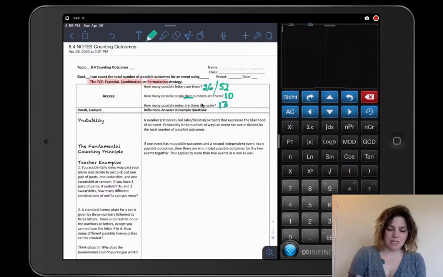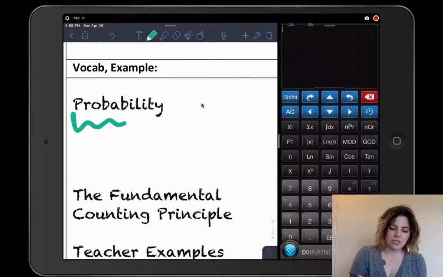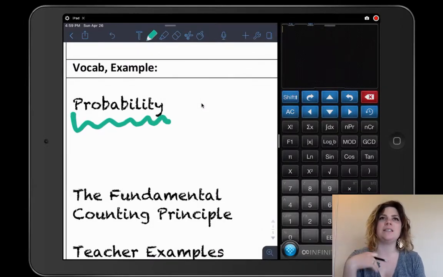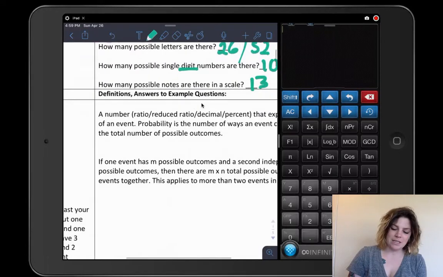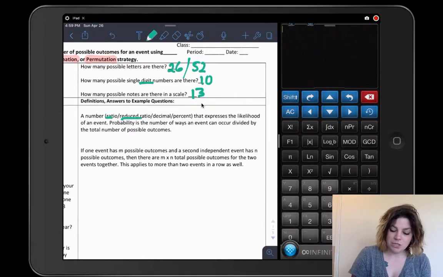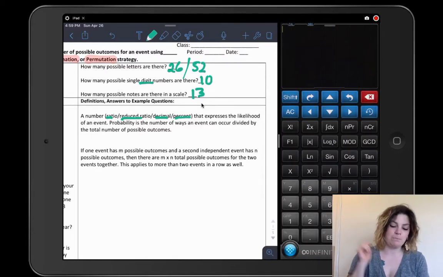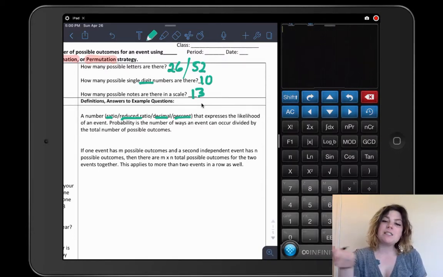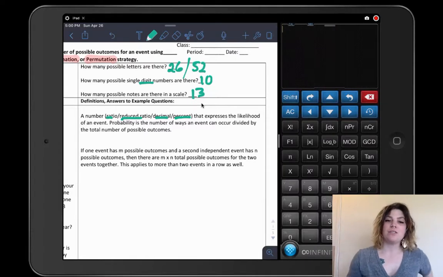Before we get started, let's review what is the definition of probability? Why is counting a number of outcomes related to the study of probability? It's because if you remember from a previous lesson, probability is a number, either a ratio or a reduced ratio, a decimal, a percent, a fraction, that expresses the likelihood of an event. So the probability is the number of ways an event can occur. So that's the key right there.